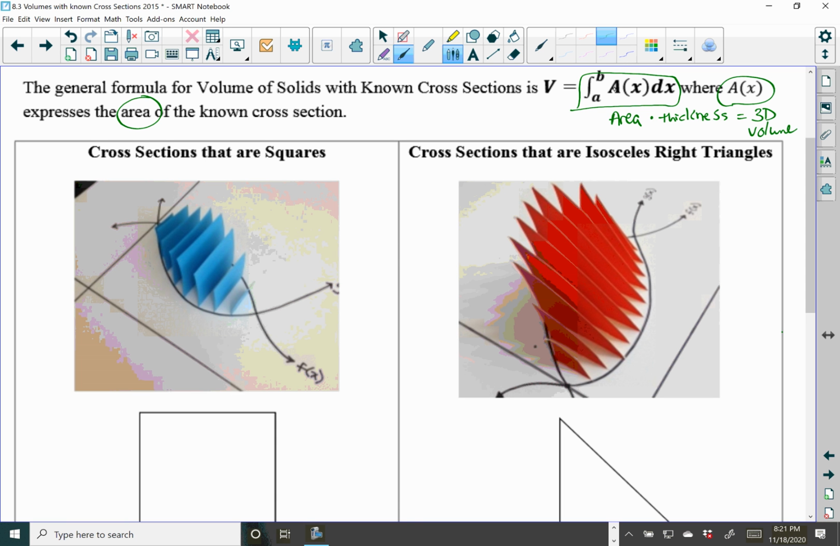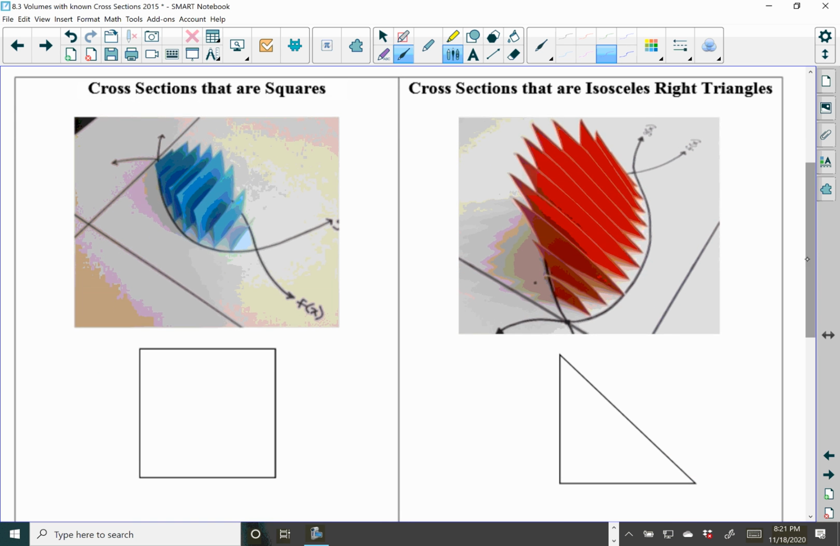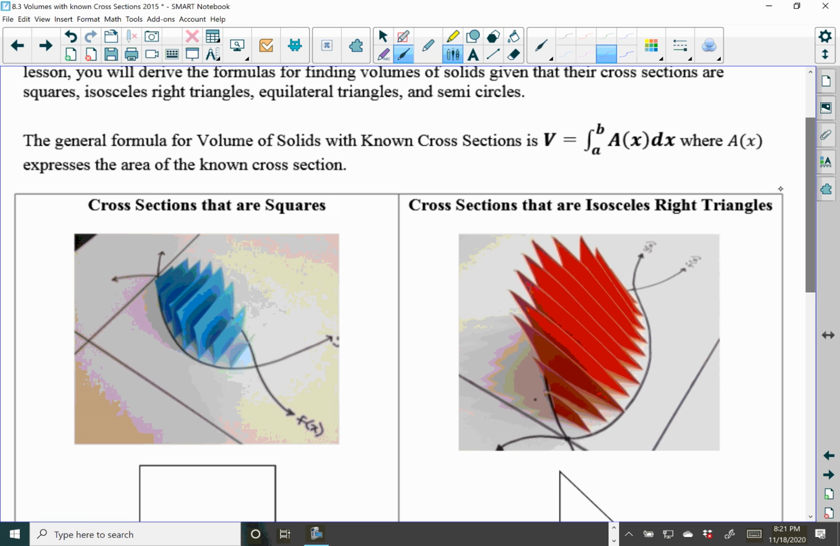Now, we also could have this written in terms of y. I could have A(y) dy maybe integrated from c to d and be able to do cross-sectional volume that way as well. Sometimes it's oriented so that you have to do it with y's. So I'm going to walk you through. There's some easy ways to do this. It looks like it's going to be hard, but it's actually quite easy because you can see it's all based on the area of the cross-section.